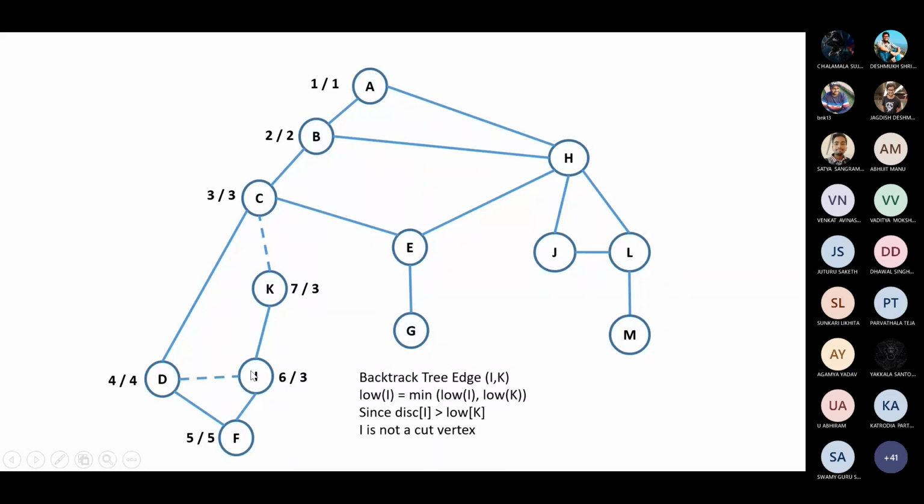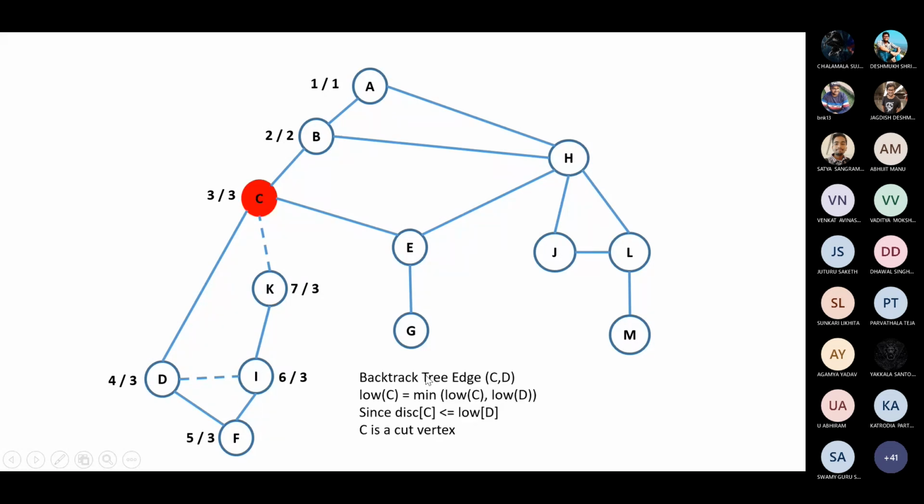we see that since discovery of I, discovery of 6, is greater than low of K, 6 greater than 3, it cannot be a cut vertex. If this were less than or equal to K, then it would be a cut vertex. That we will see.